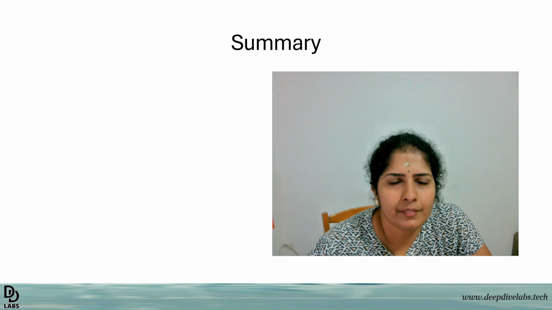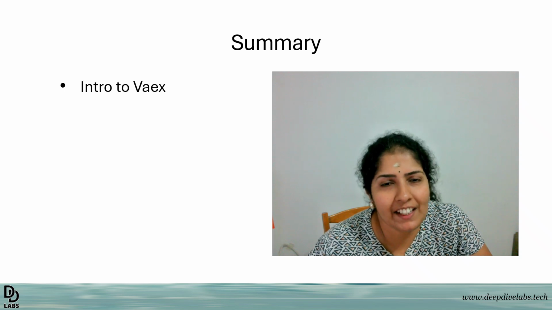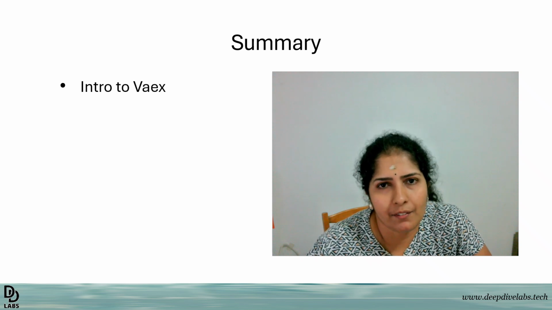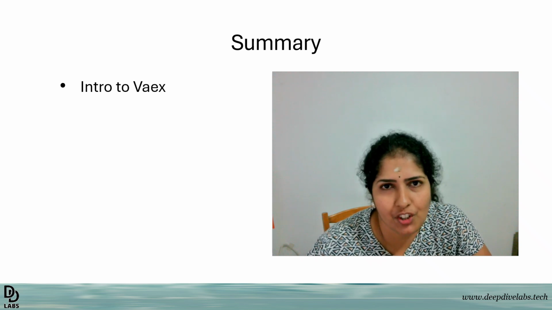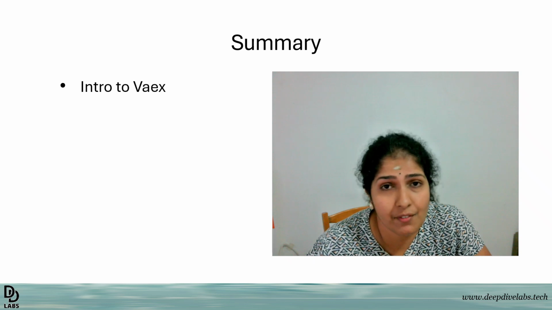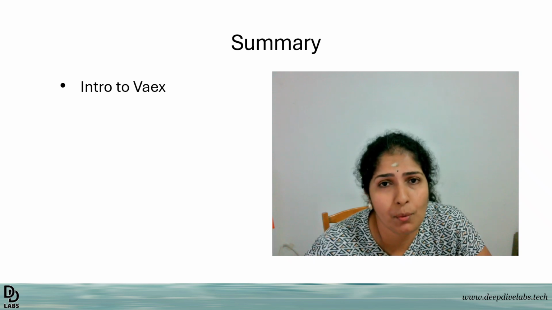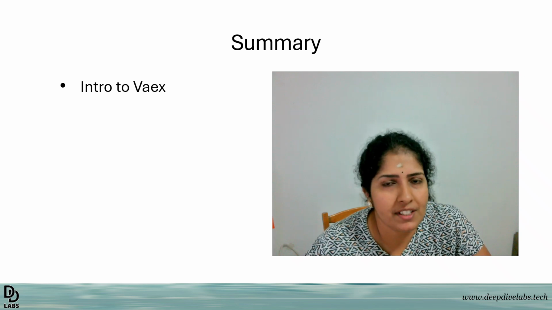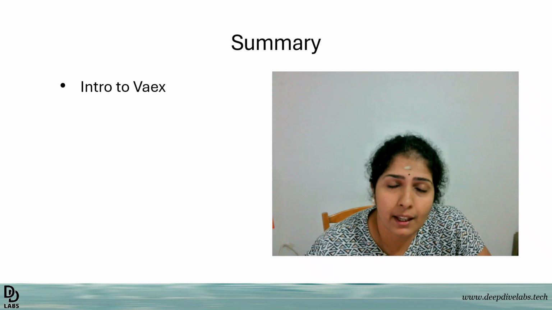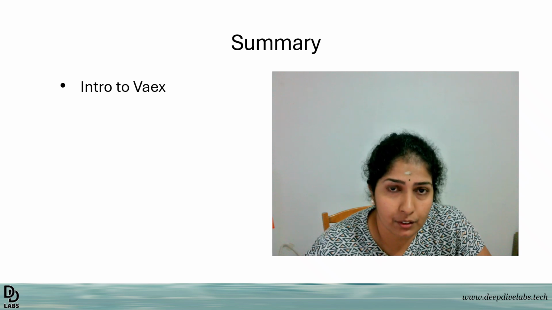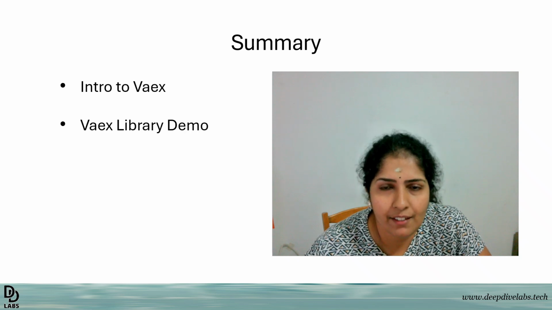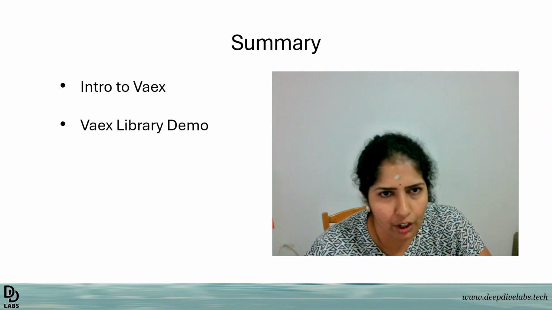To summarize, we have taken a look at the Vaex library, which uses the Vaex data frame, which is extremely memory efficient because it doesn't waste memory at all. It's zero memory wastage. It does zero memory copy. So it's very, very efficient. That is another library to use when you are doing big data processing on your own single machine. Then we also took a look at the Vaex library demo from the conference.